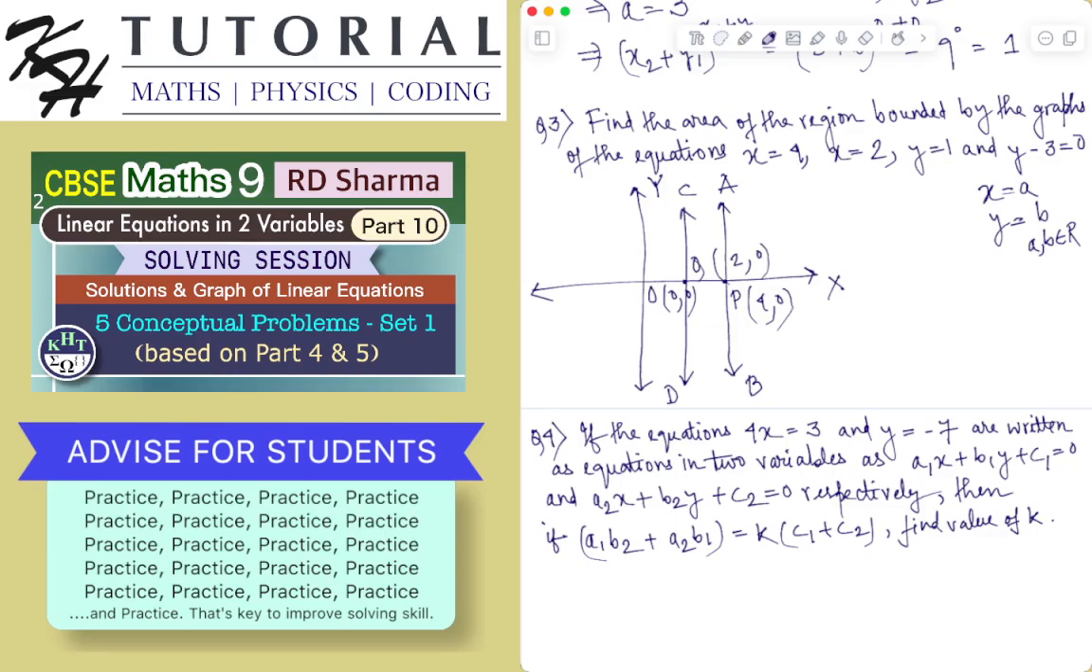Now what is y equals 1? What will be the graph of the equation y equals 1? Since y is equal to 1, it will be a line parallel to the x-axis at a distance 1 above the x-axis, because y equals 1 is positive. So something like this. Let's say this line EF is the graph of the equation y equals 1.